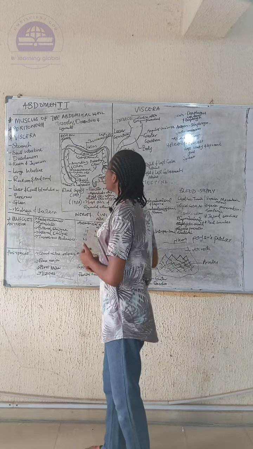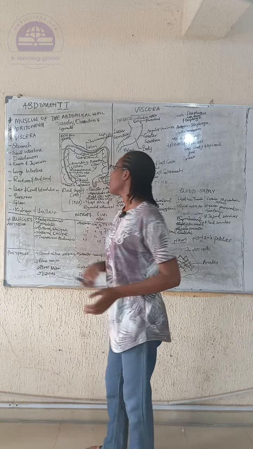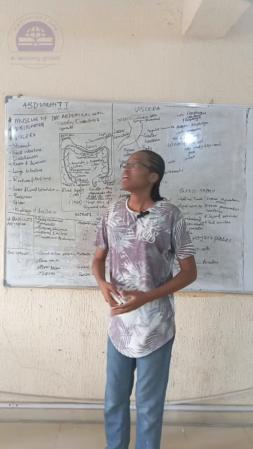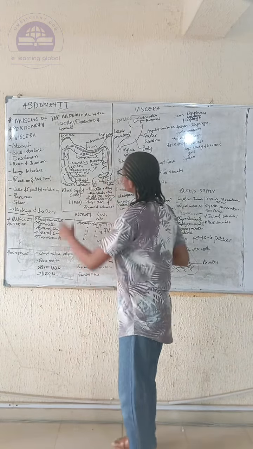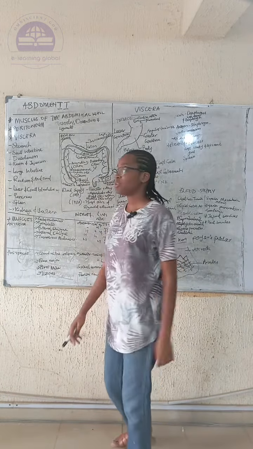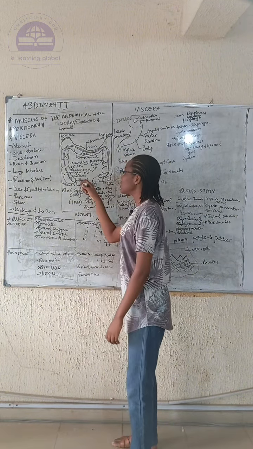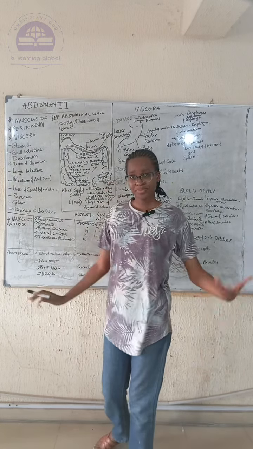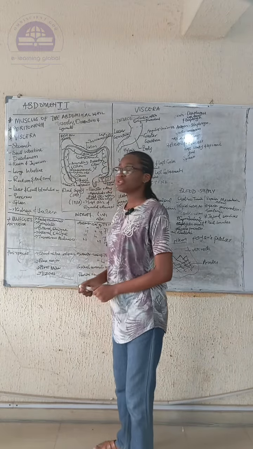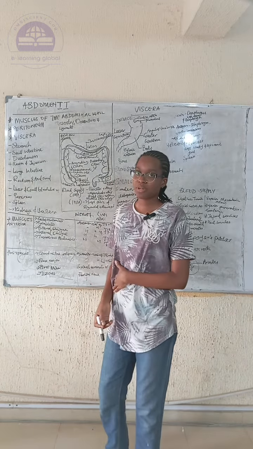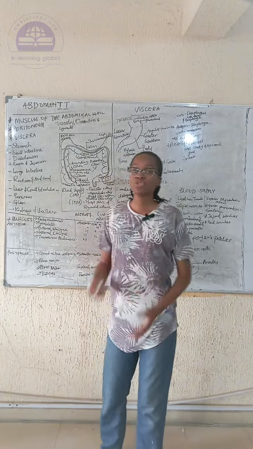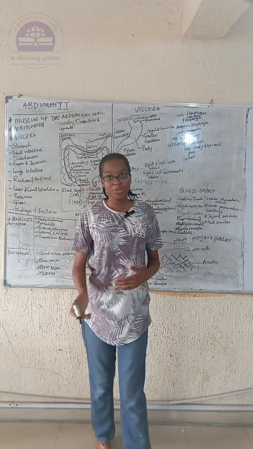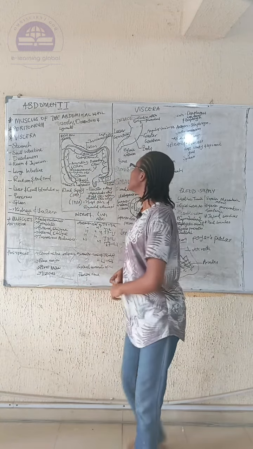retroileal appendix. There's an opening in the cecum where the ileum terminates, and it's basically just called the ileocecal opening. The junction between the ileum entering into the cecum or terminating into the cecum is what we call our ileocecal junction. And then from the cecum, of course, we go up into our ascending colon. One thing you should know is that this cecum is intraperitoneal, while the ascending colon is retroperitoneal. So not all parts of the colon are retroperitoneal.